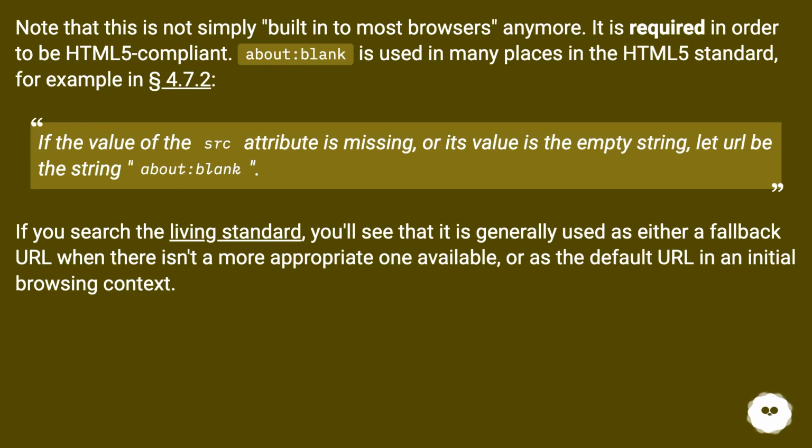If the value of the src attribute is missing, or its value is the empty string, let URL be the string about:blank. If you search the Living Standard, you'll see that it is generally used as either a fallback URL when there isn't a more appropriate one available, or as the default URL in an initial browsing context.